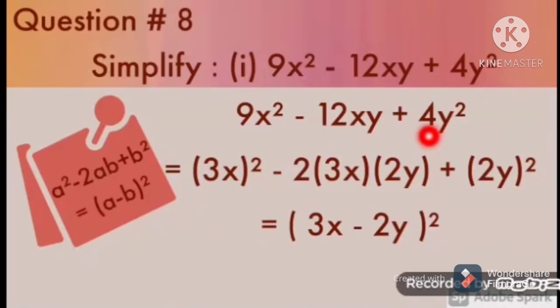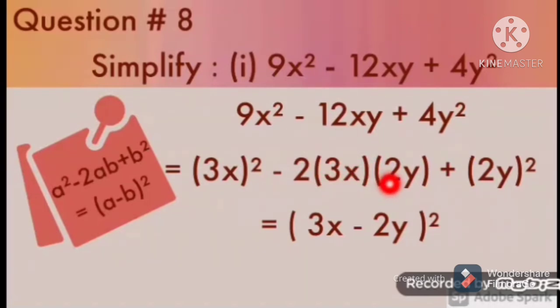Similarly, 4 is the square of 2. y square is the square of y. So 4y square can be written as 2y whole square. The middle term will be minus 2ab. The value of a is 3x and the value of b is 2y. After multiplying these, we can check that this product is equal to 12xy.